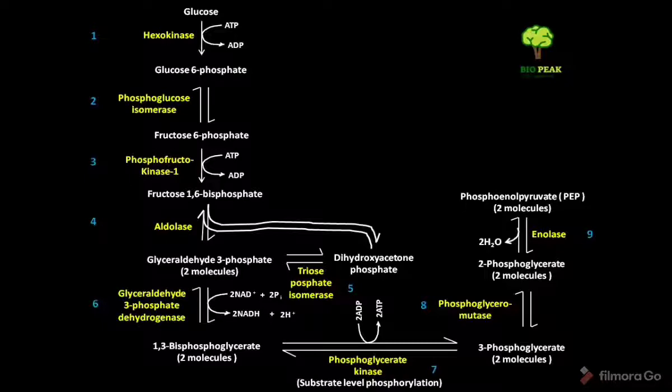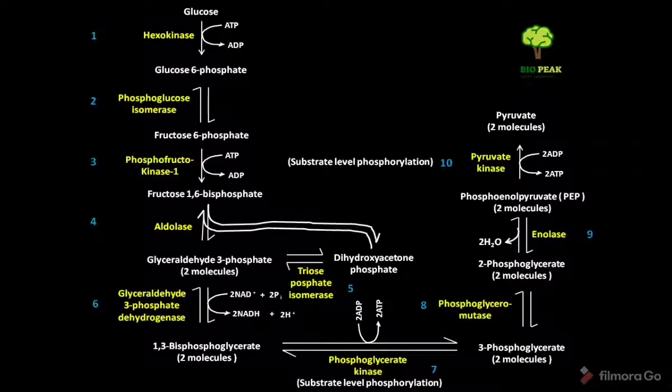Then two molecules of PEP irreversibly form two molecules of pyruvate. In this reaction, two ADP molecules are phosphorylated to form two ATP molecules. This phosphorylation process is called substrate level phosphorylation. This step is named step 10 and is catalyzed by pyruvate kinase.